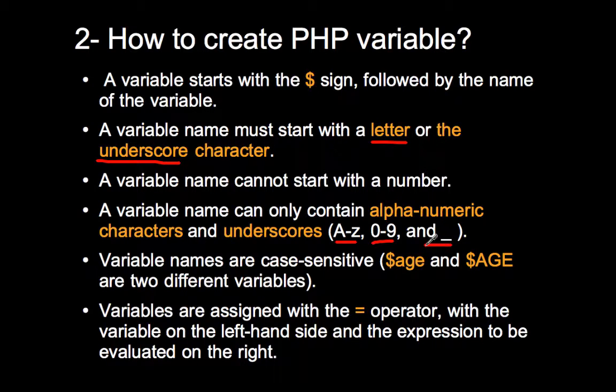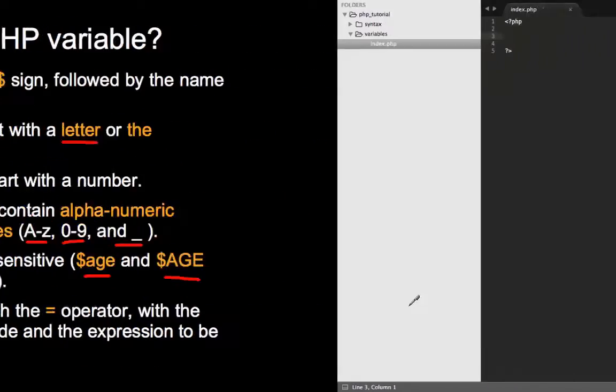Variable names are case sensitive. For example, lowercase variable age is different from uppercase variable AGE. Variables are assigned with the equal operator, with the variable on the left hand side and the expression to be evaluated on the right. Let's take an example to see how to create a PHP variable.